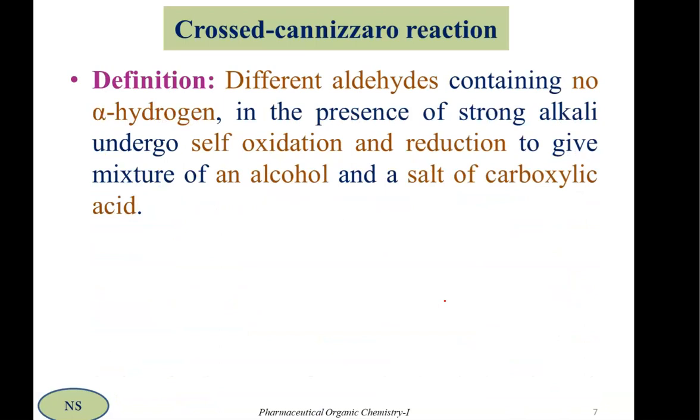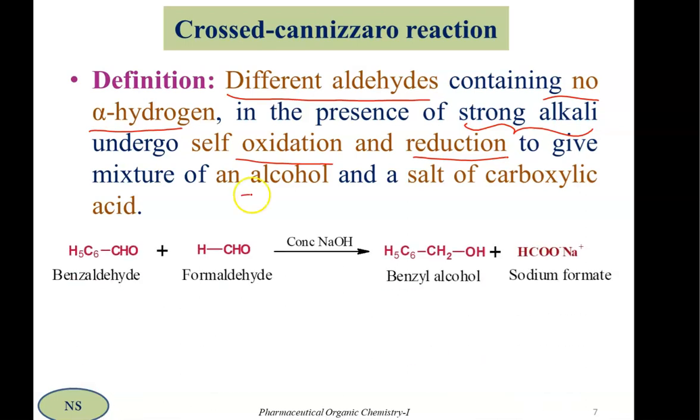So what is this Crossed-Cannizzaro reaction, and what is the difference between Crossed-Cannizzaro and simple Cannizzaro reaction? In the simple Cannizzaro reaction, the reaction occurs between 2 similar aldehydes, either 2 benzaldehydes or 2 formaldehydes. Whereas in the crossed case, the meaning of crossed is different. Here the Cannizzaro reaction occurs between 2 different aldehydes containing no alpha hydrogen. Again, the medium is the same, in the presence of strong alkali. The type of reaction is also the same. These 2 different aldehydes will undergo self-oxidation and reduction, as a result of which we get a mixture of alcohol and salt of carboxylic acid. Now let us take one example.